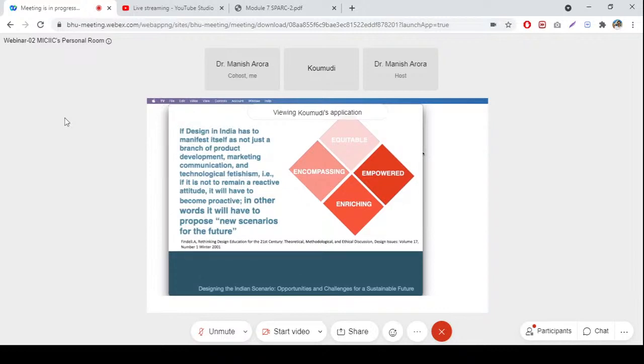If design in India has to manifest itself as not just a branch of product development, marketing, communication, or a technological fetishism, that is, if it is not to remain a reactive attitude, it will have to become proactive. In other words, it will have to propose new scenarios for the future. Scenarios which are equitable, encompassing, enriching, and empowering.